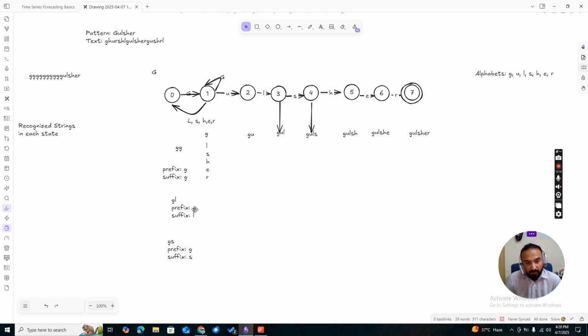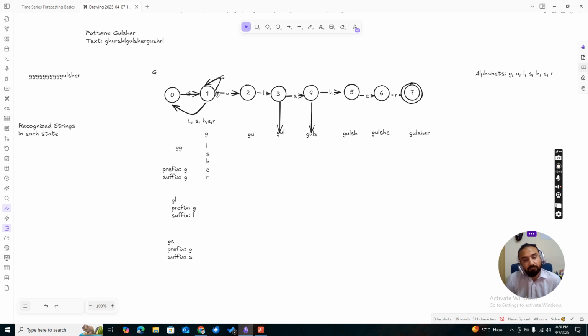So we are forming prefixes and suffixes of the GL. They are not matching, so it means that there is no state which could deal L after G. So we will roll back to the initial state. Similarly for S, for E and R, we will roll back to the initial state, right? So this is how we have dealt with all the possibilities for the first state.